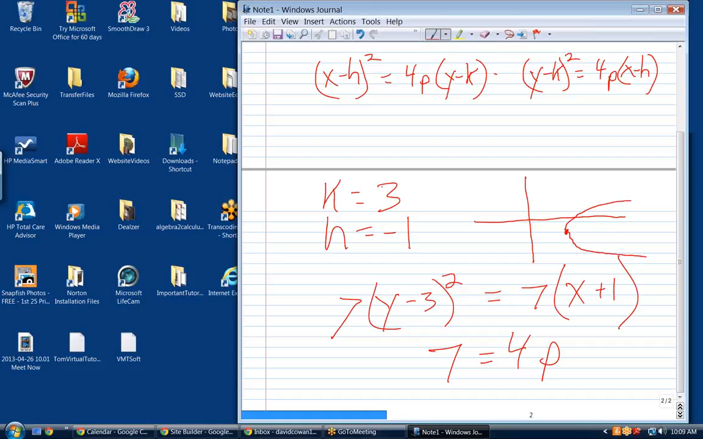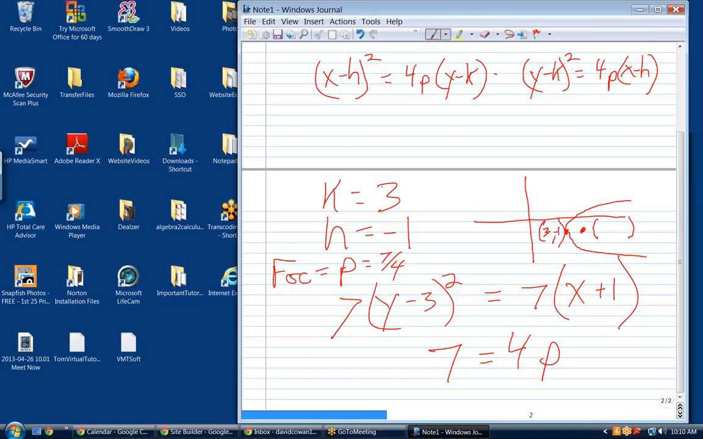And the focus is equal to p, which we know is 7/4. So we're going to go 7/4 n. So there's the focus. What's the coordinates on that focus going to be? So that would be 7/4, negative 1. It's 7/4 distance from the vertex. Oh, okay. Remember, the vertex is at 3 comma negative 1.